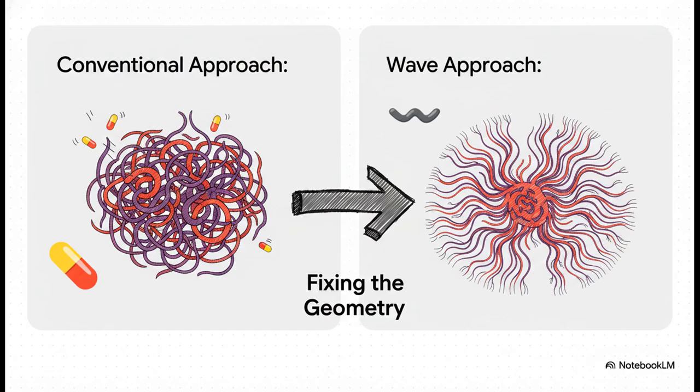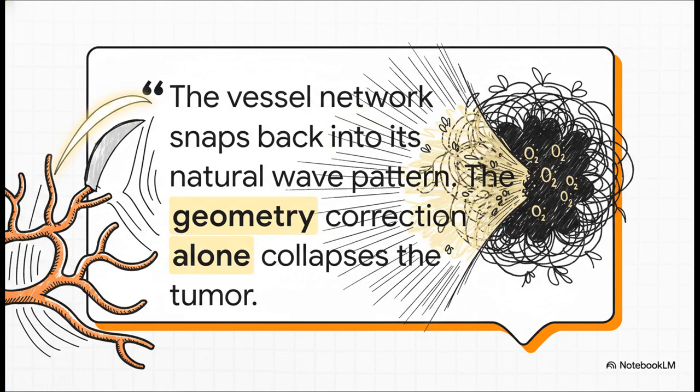But the wave approach is completely different. It asks a totally different question. What if we don't fight the chaos at all? What if, instead, we restore the natural orderly geometry of a healthy blood vessel network? What if we just fix the plumbing? And this is the kill shot. By simply pruning the vessels that violate the natural branching pattern, the whole network just snaps back into its proper, efficient wave geometry. And all of a sudden, the tumor's core gets flooded with oxygen, and its main defense mechanism completely shuts down. That is a perfect example of alternating weight cancellation. You restore the natural geometry, the chaotic signals get canceled out, and the system just goes back to normal.